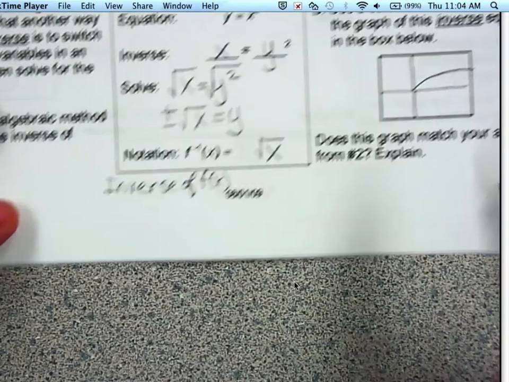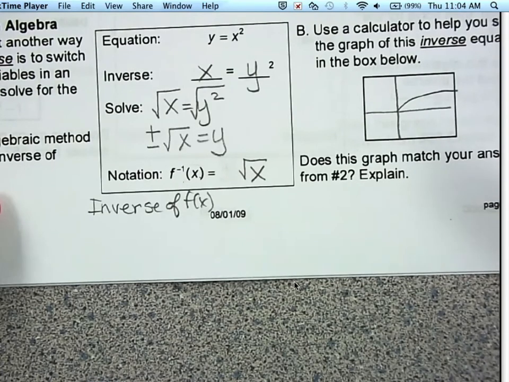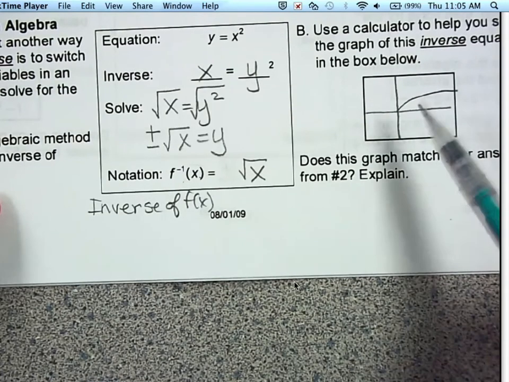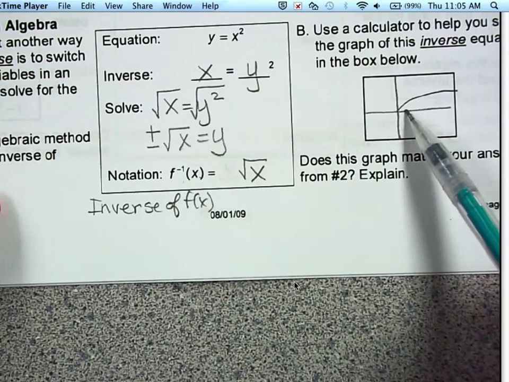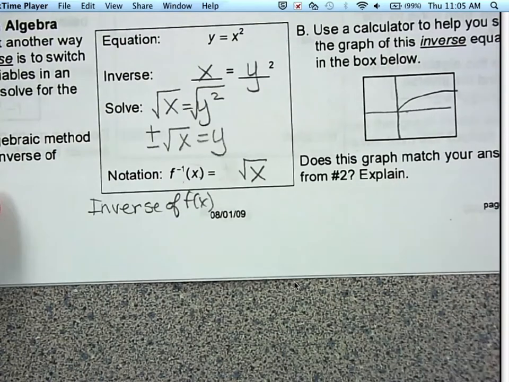This one looks like a logarithm, except the logarithm parent function usually starts at 1. And it has a different curve. It's hard to tell, but it does have a different curve.